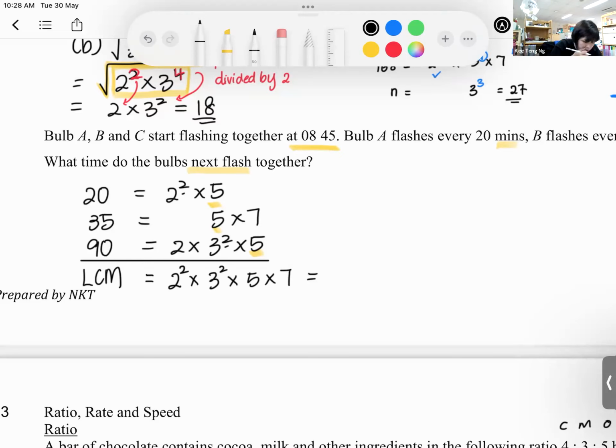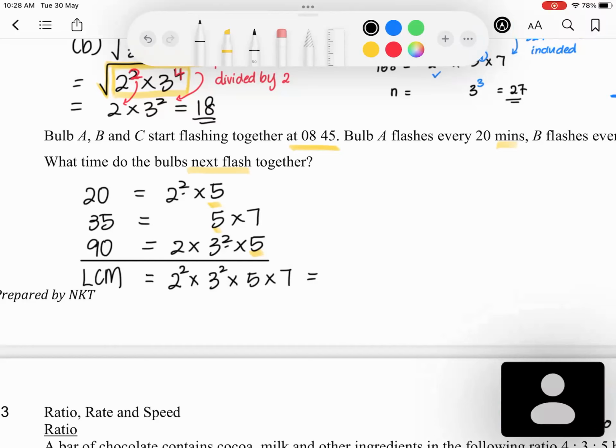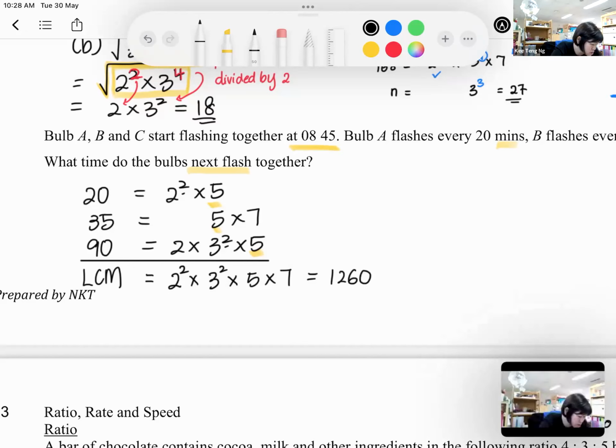Anyone can give me the answer, the numerical value for this? I'm waiting. Quick. Anyone can give me the numerical value for this one? 1260. Thank you very much. Okay, 1260.